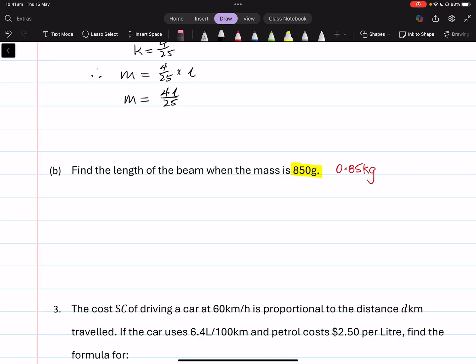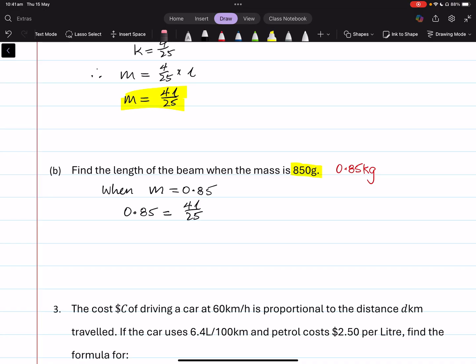So we know that when the mass is 0.85, substituting into the formula, we get 0.85 equals 4L on 25. All I've done is gone back to the equation. I'll highlight the equation now so you can see it. I've gone back to the equation that we had, and I've substituted M equals 0.85 into that equation. And I'm going to solve it for L.